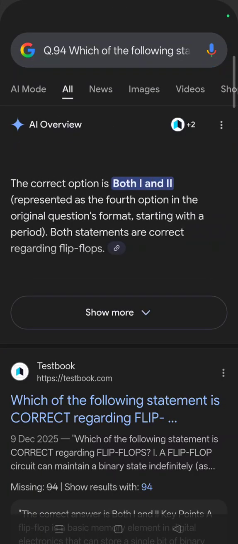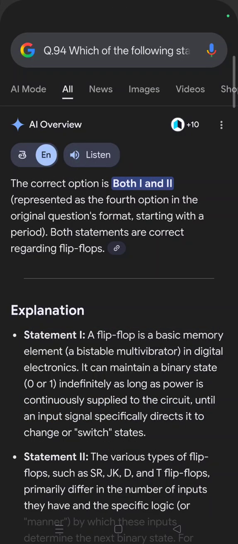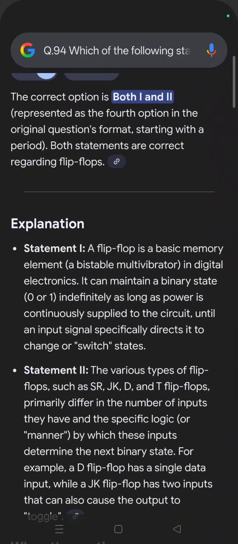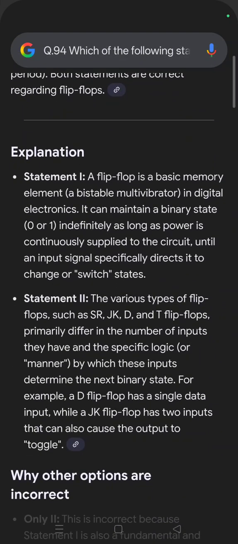The answer is both 1 and 2, the fourth option in the original question format. Both statements are correct according to the flip-flop explanation. Statement 1: a flip-flop is a basic memory element, a bistable multivibrator in digital electronics. It can maintain a binary state, 0 or 1, indefinitely as long as power is continuously supplied to the circuit until the input signal specifically directs it to change or switch states.